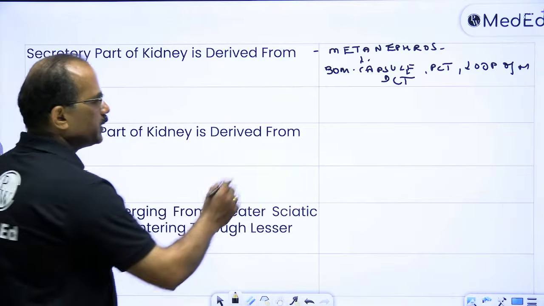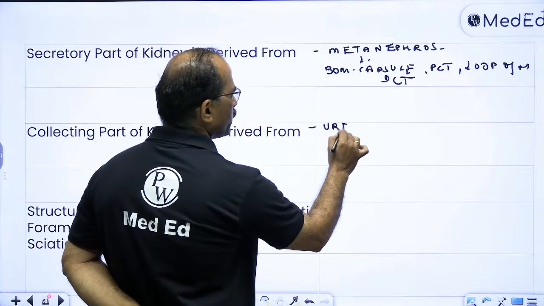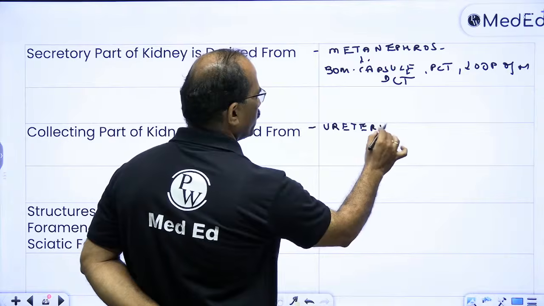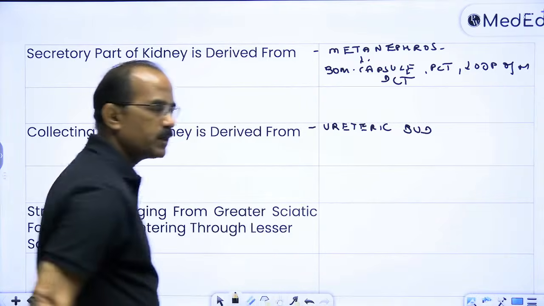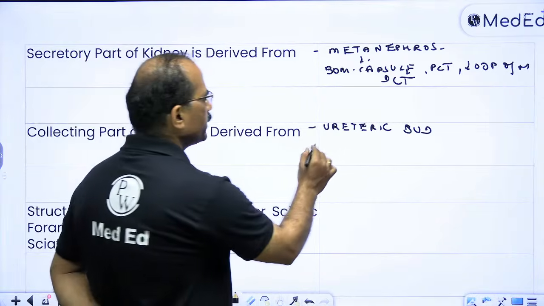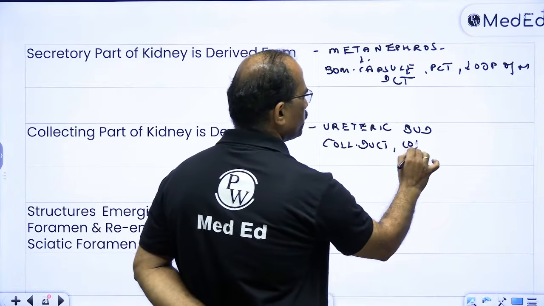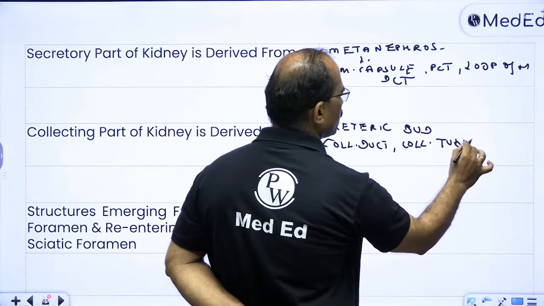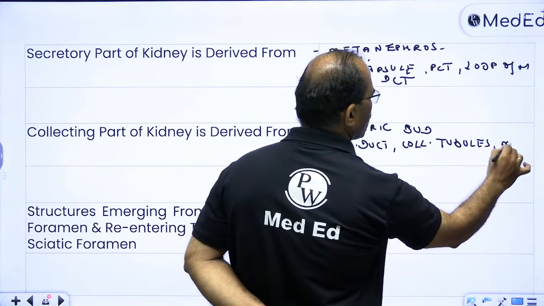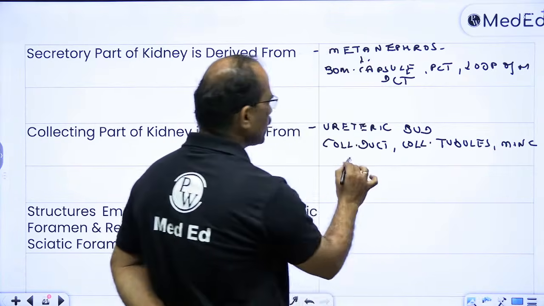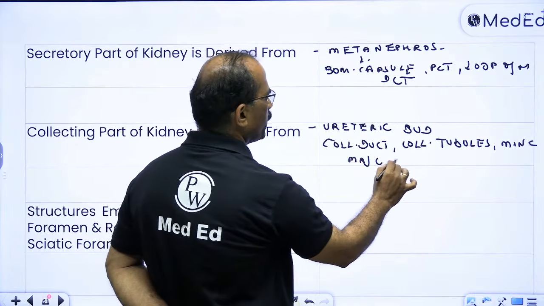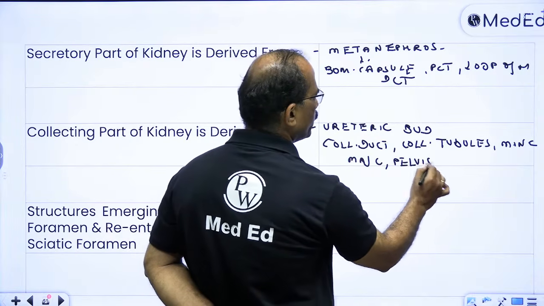Collecting part of the kidney is derived from ureteric bud. Ureteric bud. अब इससे क्या बनेगा? इससे बनेगा collecting ducts, collecting tubules, minor calyx, major calyx, pelvis, ureter.